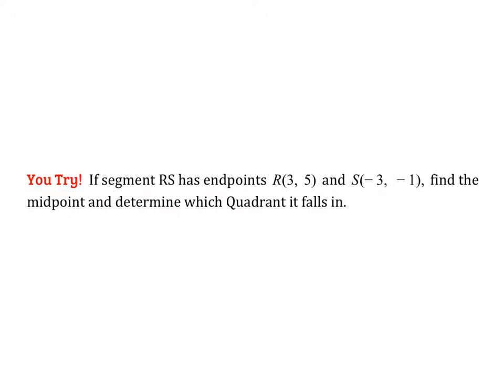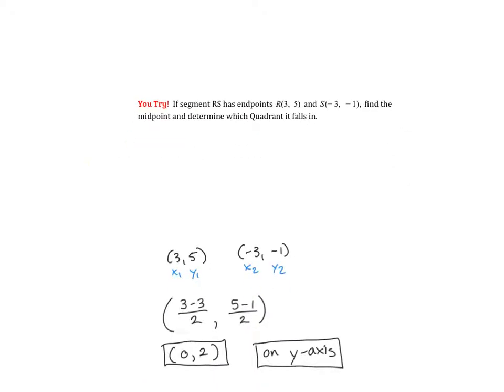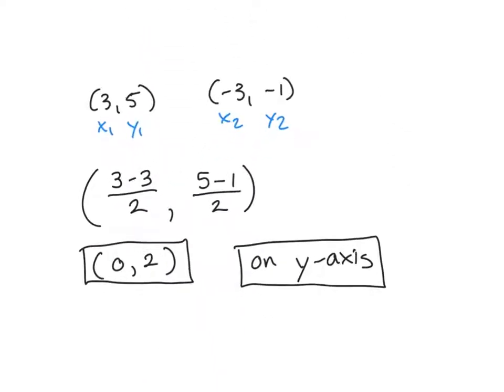Okay, so now I'm going to have you pause the video and give this last example a try. Again, we will check in just a moment. Okay, let's check your work. So the midpoint between these two coordinates is 0, 2. So this is kind of a trick question. It actually doesn't fall in any of the quadrants. Since it's 0, 2, it's actually on your y-axis.